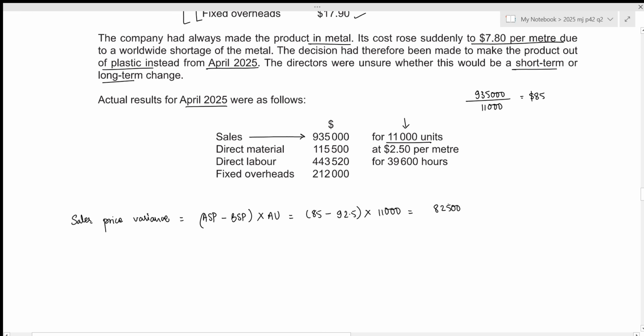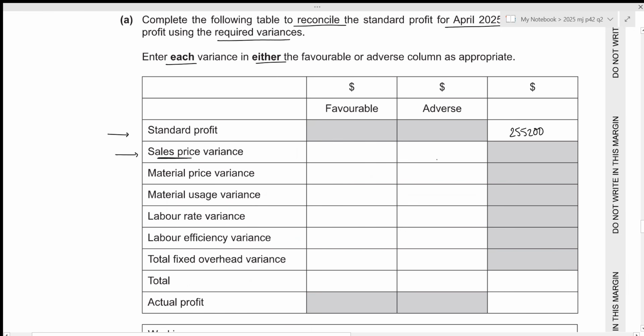And in this case, it is negative because the actual selling price is lower than the budgeted selling price, which means that this results in an adverse condition for the business because we always want our selling prices to be as high as possible. So we need to include 82,500 under the adverse column.